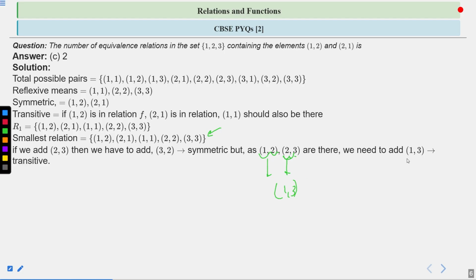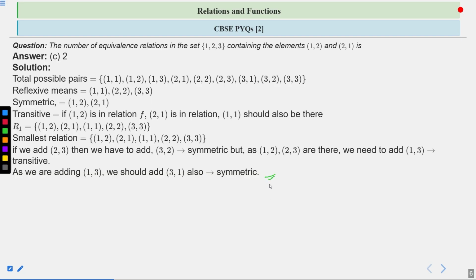Now if (1,3) has been added, then for the relation to become symmetric, (3,1) must be added, isn't it? As we are adding (1,3), we should add (3,1) also for the symmetricity condition to be satisfied, right? Okay. So R2 can be defined as (1,2), (2,1), (1,1), (2,2), (3,3). We have added (2,3), so (3,2) must be added. Now if (2,3) has been added, (3,2) must be added.